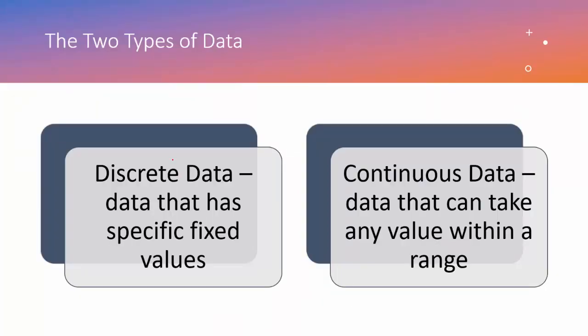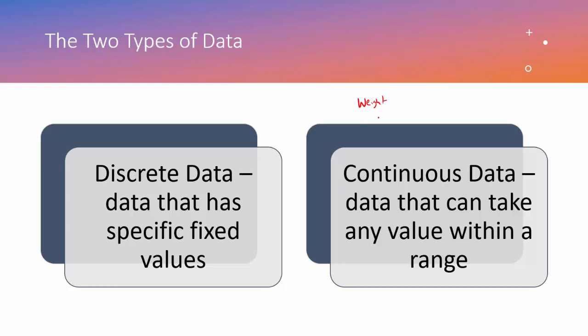So now let's talk about the two types of data. The two types of data are discrete data and continuous data. Now, discrete data is data that has specific fixed values, and continuous data is data that can take any value within a range. So let me give you a few examples. For continuous data, data that can take any value, for example, if we look at somebody's weight.